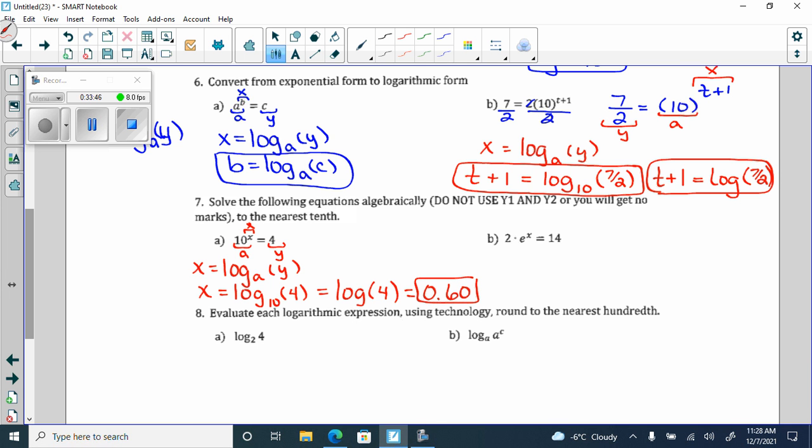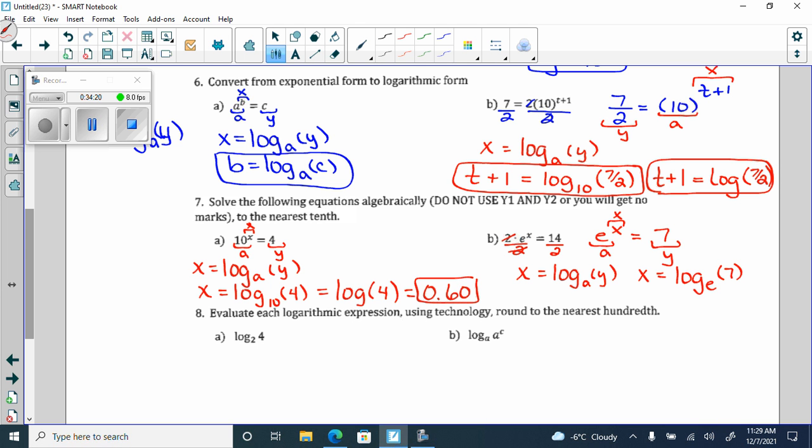With b, what do I have to do? Divide by 2 first. That's my initial and my final. They're just written backwards. So now I have e to the x equals 7. So this is my y. This is my a. This is my x. Remember, e is actually a number, just like pi is a number, and they don't have to tell you that. They don't have to tell you pi is a number. E is a number. It's not a variable. So we give x equals log base a of y. So we're going to get x equals log base e of 7.